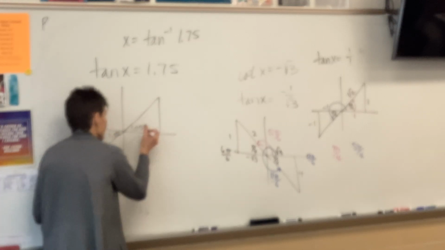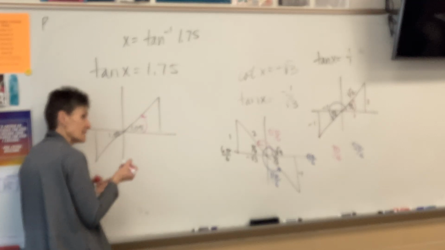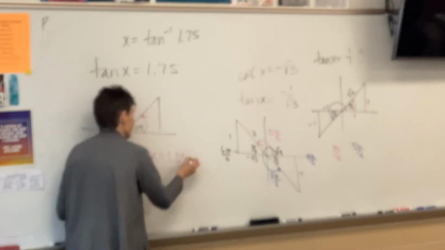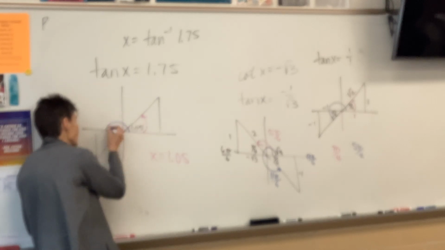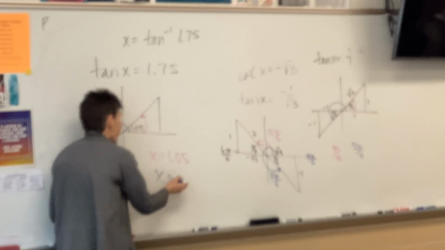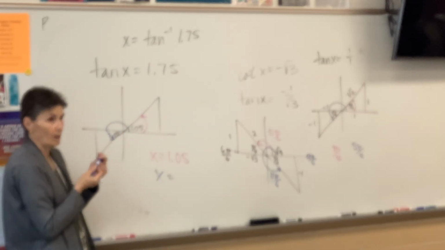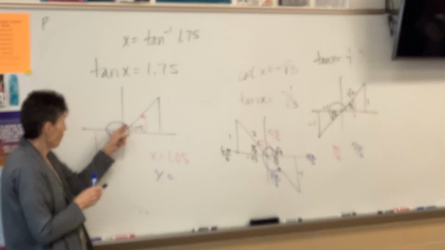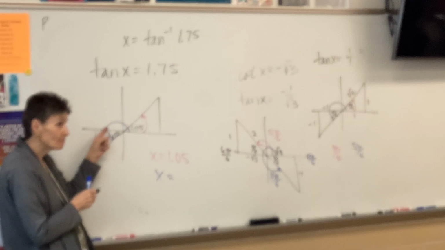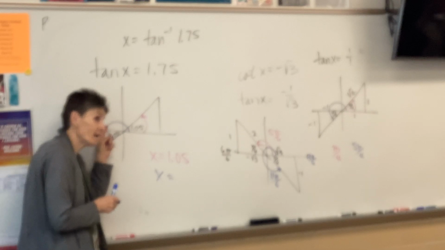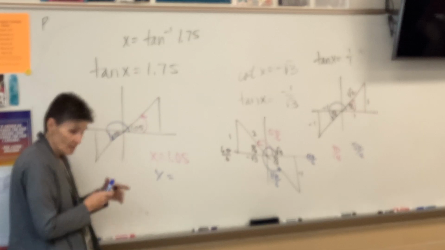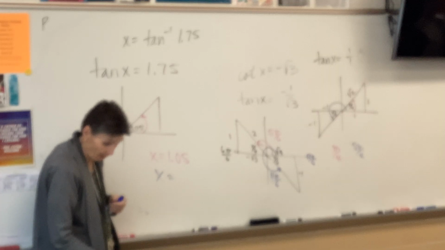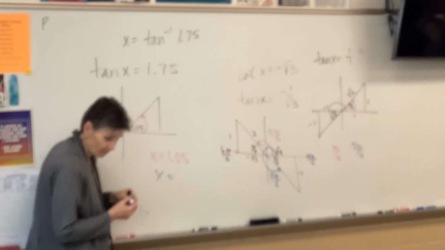So one of the answers is this pink angle. Oh, that's easy. 1.05. The other answer, though, is the blue one. How will I find the blue one? Well, all the way to here is how far? 3.14, pi. And then I have to go 1.05 more. So I'm going to take second pi plus 1.05. Did you get 4.19?